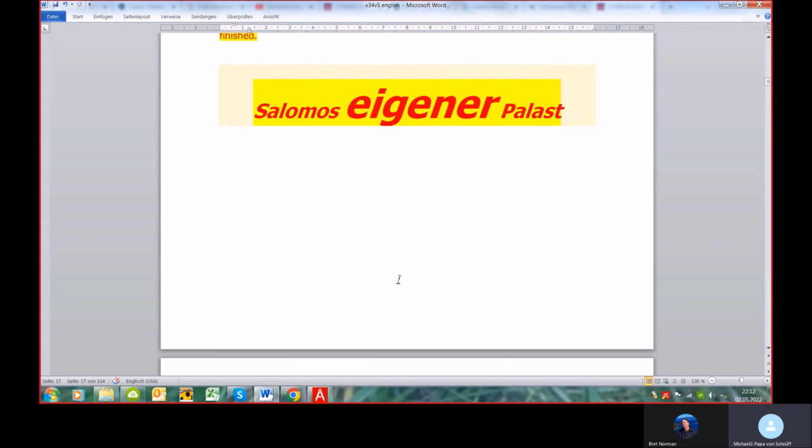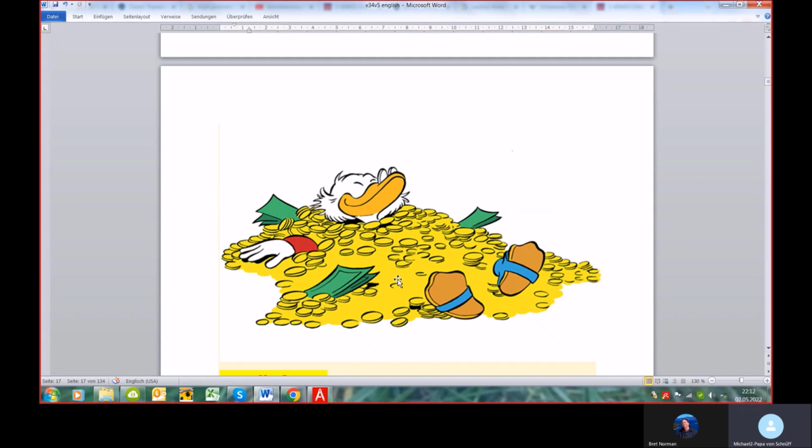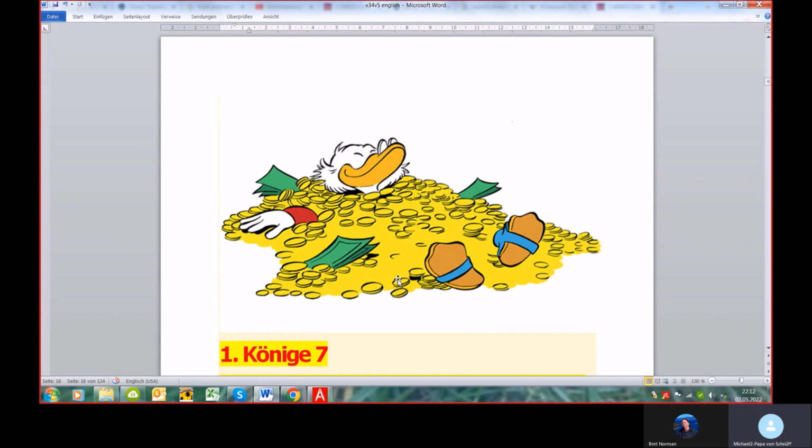Because in 1 Kings 7, it is Solomon's own house. Ah, that's why I came up with Mr. Duck himself. Good, Michael. Nice. I like that one. Reminds me of when we made that special little present for all our friends who may not enjoy the cartoon image of Donald Duck representing Donald Trump. Yeah, becoming president in 2016.